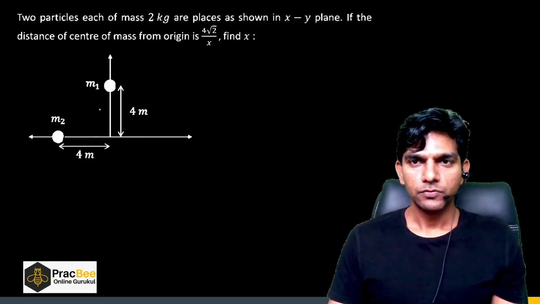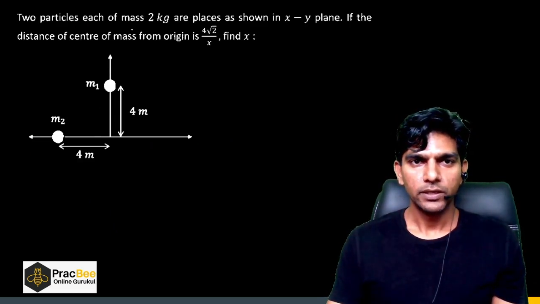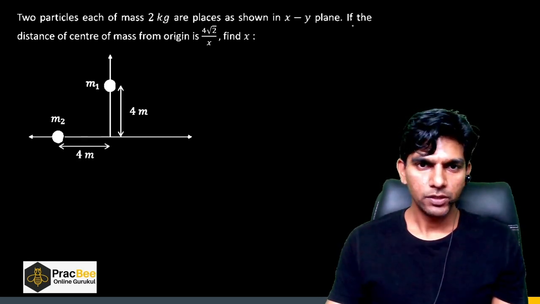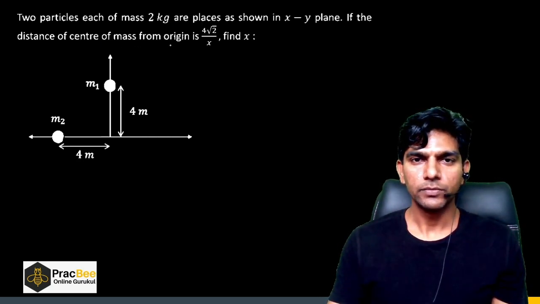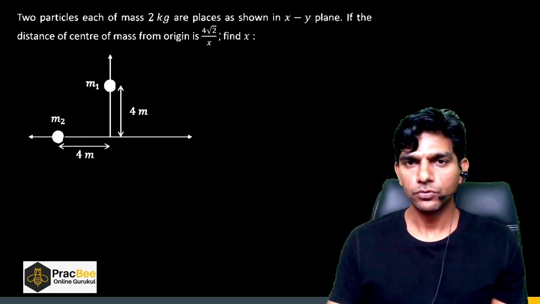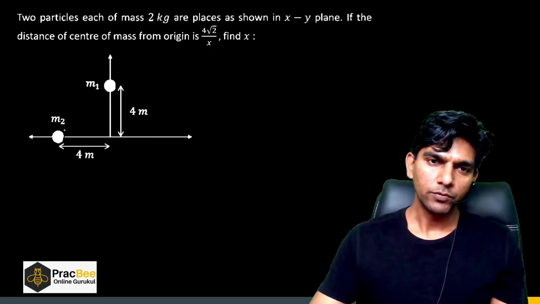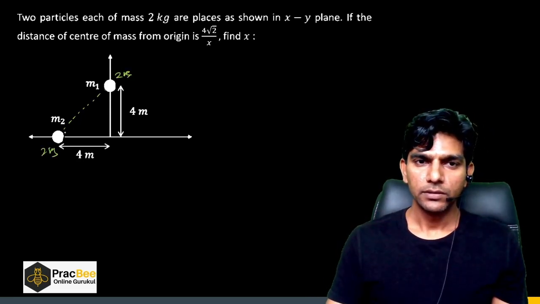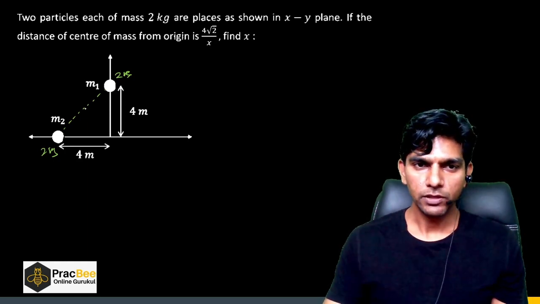Yes, so next question is from center of mass. Two particles each of mass 2 kilogram are placed as shown in xy plane. If the distance of the center of mass from the origin is 4 root 2 by x, find x. Now we have two identical masses, 2 kilogram and 2 kilogram. And we know that the center of mass of these two particle system will be at the midpoint.